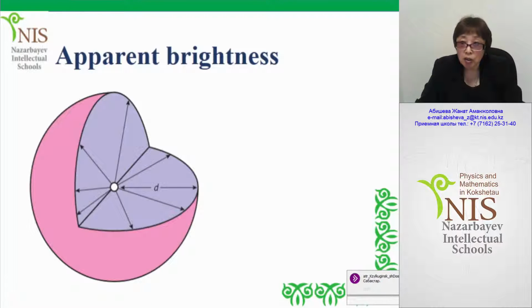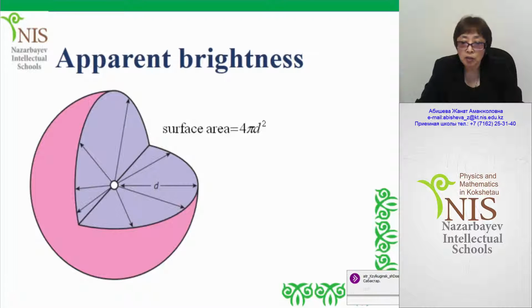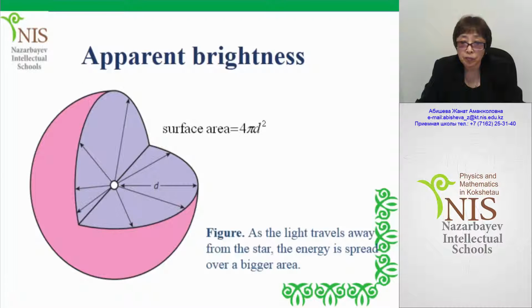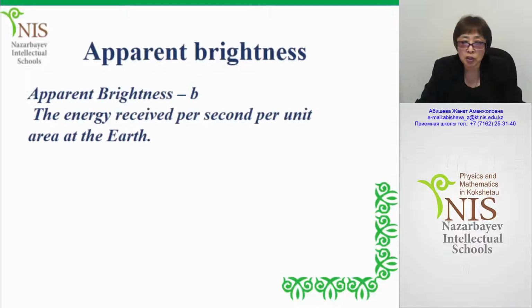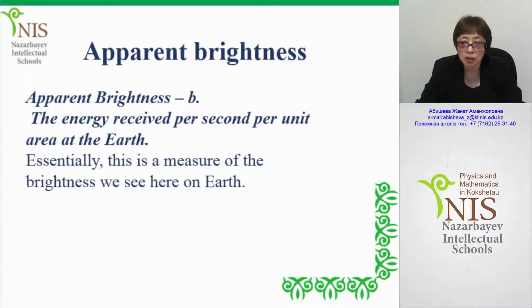Brightness notation is B. In the figure, you see surface area equals 4 pi d squared. As the light travels away from the star, the energy is spread over a bigger area. Apparent brightness, notation B: the energy received per second per unit area at the Earth. Essentially, this is a measure of the brightness we see here on Earth.